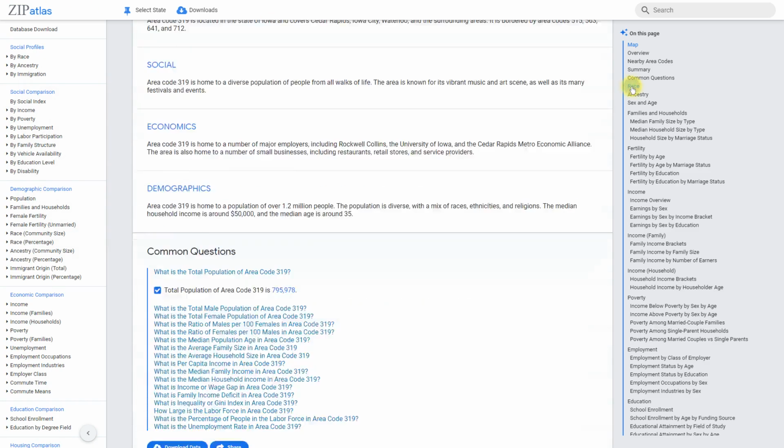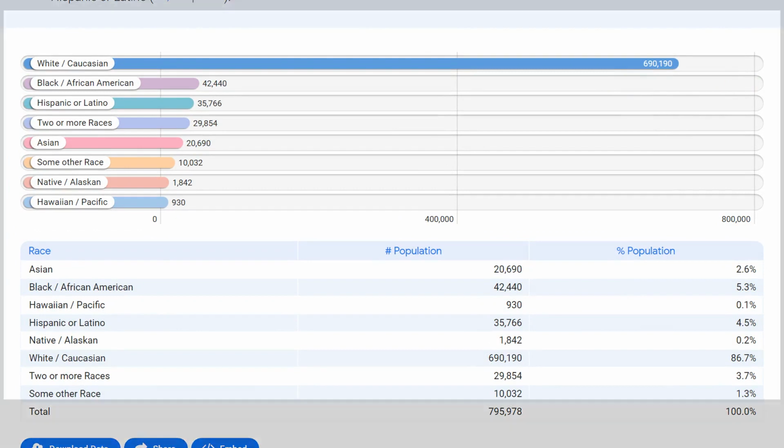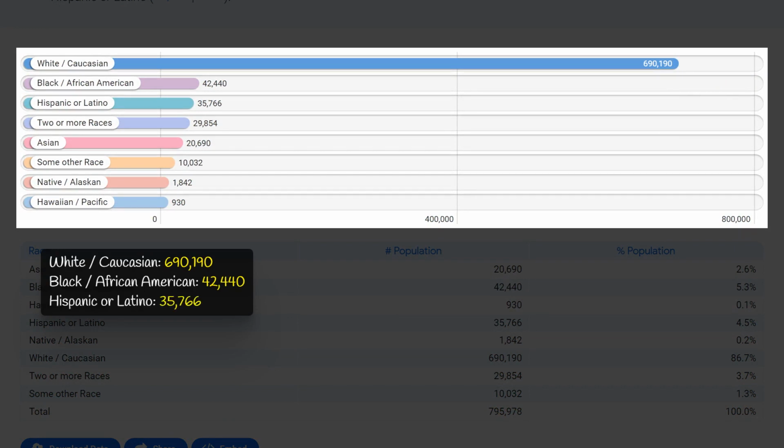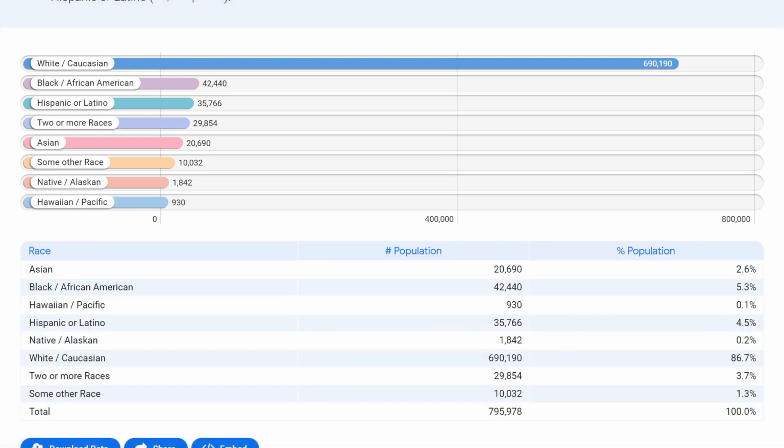Area code 319 in Iowa has a diverse racial composition, with the majority of its population being white or Caucasian at 690,000. This is followed by a significant population of Black or African Americans at 42.4 thousand, making up a sizable minority group. Hispanic or Latino individuals also make up a considerable portion of the population at 35.8 thousand, followed by a smaller but still significant population of Asian individuals at 16.7 thousand. This diverse mix of racial backgrounds in area code 319 contributes to a rich and vibrant community in Iowa.